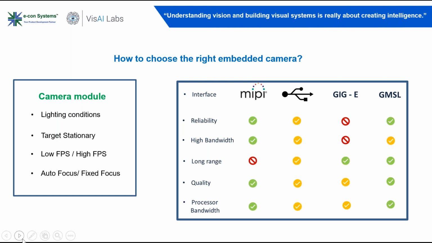Since it's a raw image, no processor bandwidth will be used for this camera. But the limitation here is the range. We cannot go beyond 50 to 100 centimeters with MIPI cameras. With USB, we can go for a longer cable, of course, but it also has a limitation of bandwidth. But USB has fair enough bandwidth for full HD at 60 frames per second.